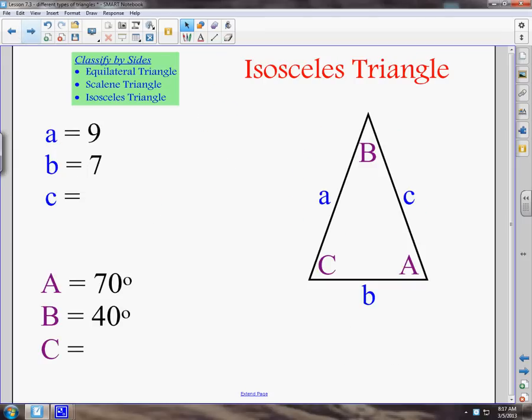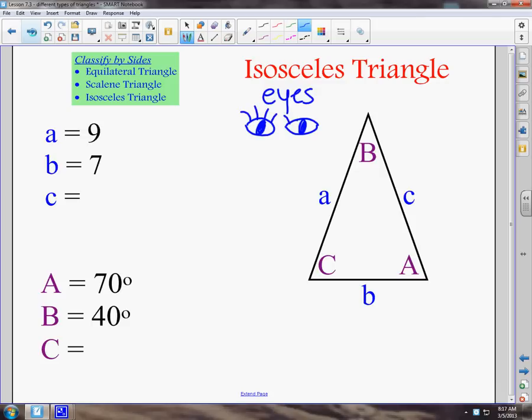Okay, our last one is isosceles. Now, isosceles, I think of it as eyes because it kind of sounds the same. And you have two eyes. An isosceles triangle has two sides that are the exact same. And your eyes are the exact same. So that's how I remember it. Some people think of ice cream and, I don't know, two scoops. But I think of eyes.